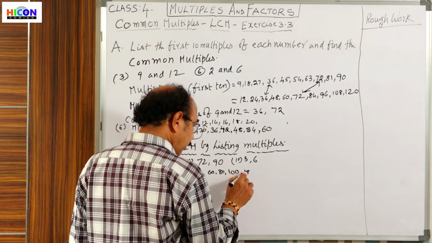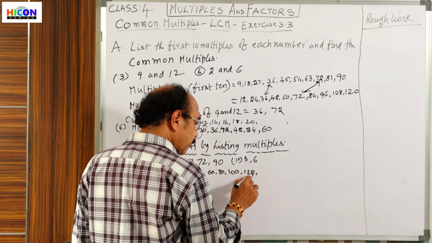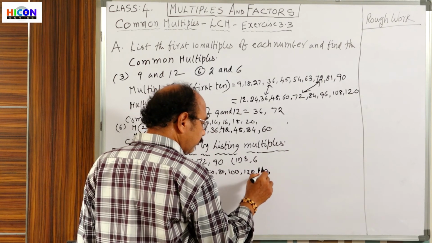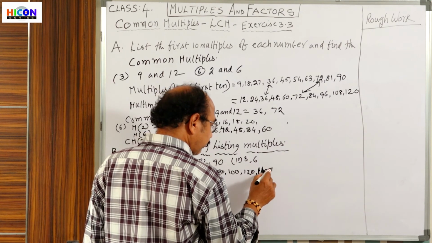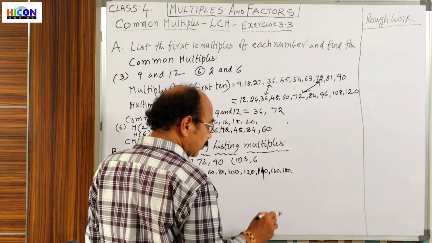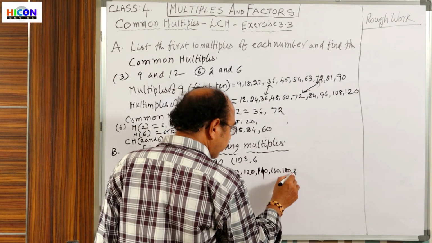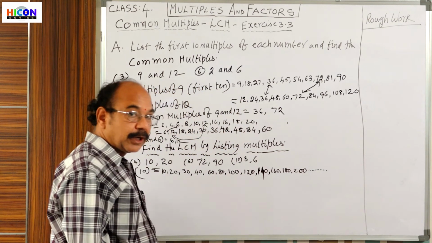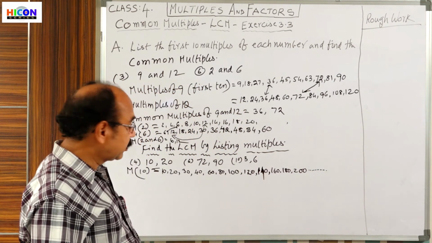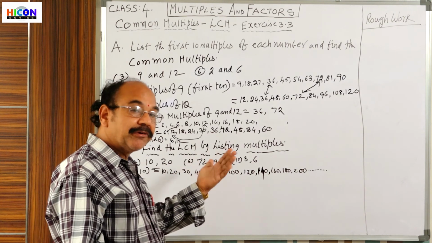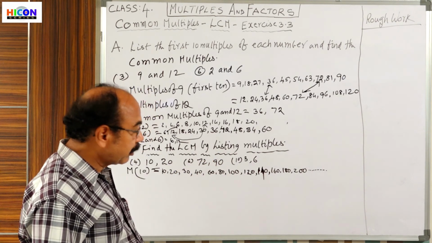Then what? 20. Now add 20: 140. Next, 160, 180. Next one 200, and so on. The remaining numbers we can write like this. Very easily you are writing just by adding 20, 20, 20, 20 to the before number.